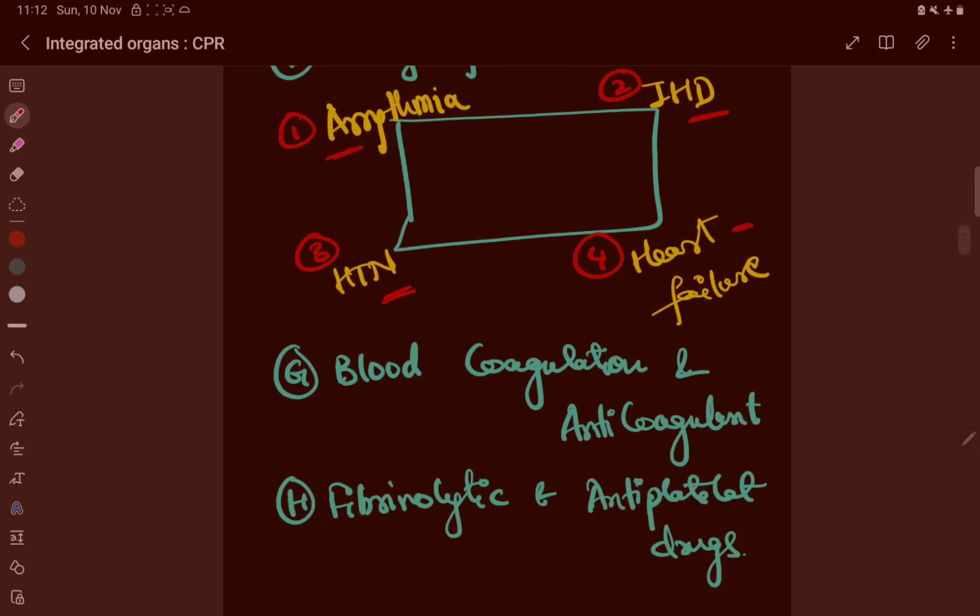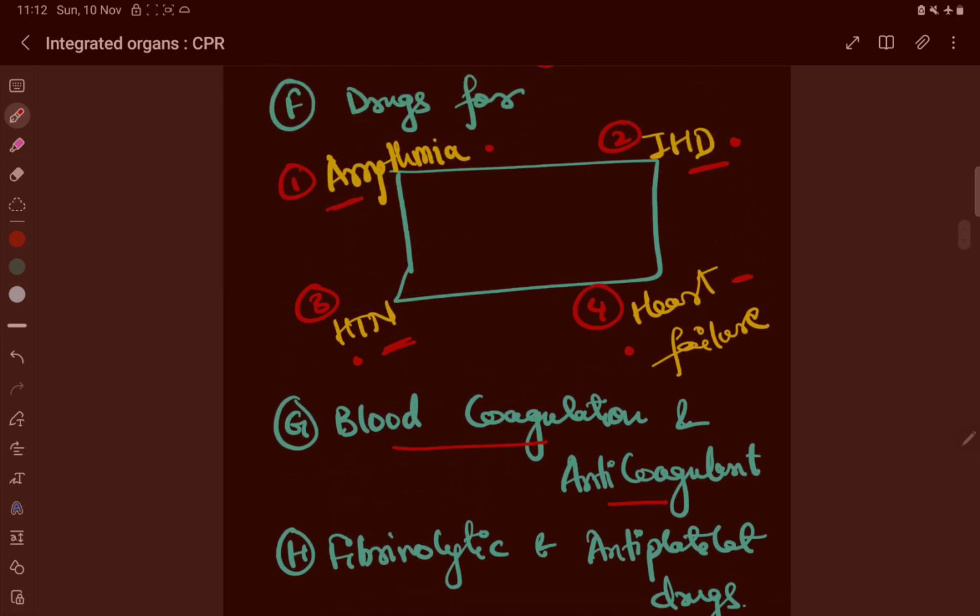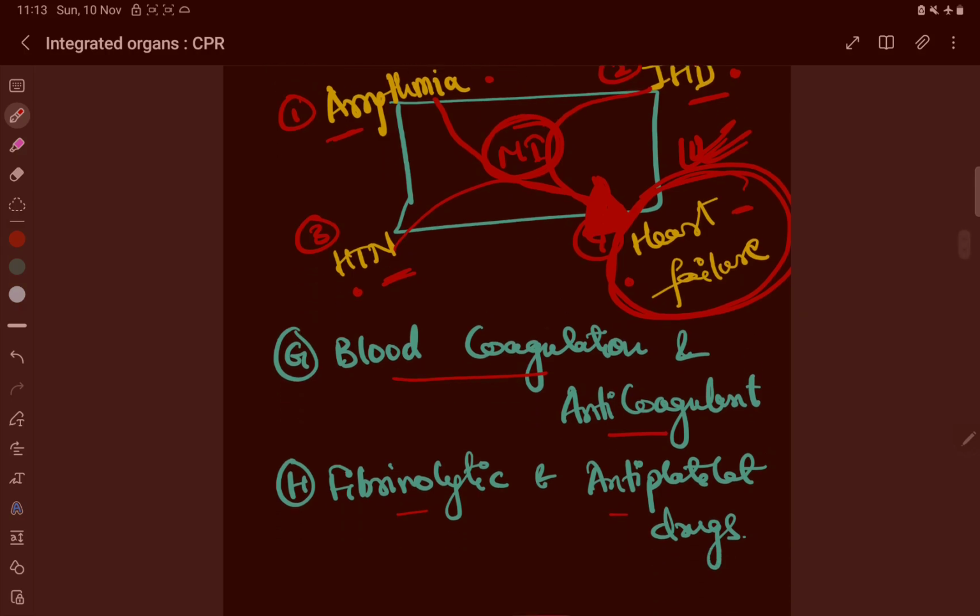Okay, so we are going to discuss hypertension and heart failure in recent terms, and then we are going to discuss arrhythmia and ischemic heart disease. In blood coagulation and anticoagulants, these all are important, where even fibrinolytics and antiplatelets we're going to discuss more in MI. And we are also going to discuss how everything, even hypertension or arrhythmia or ischemic heart disease, will actually lead to heart failure. Okay, so the ultimate fate of all the heart diseases is heart failure.